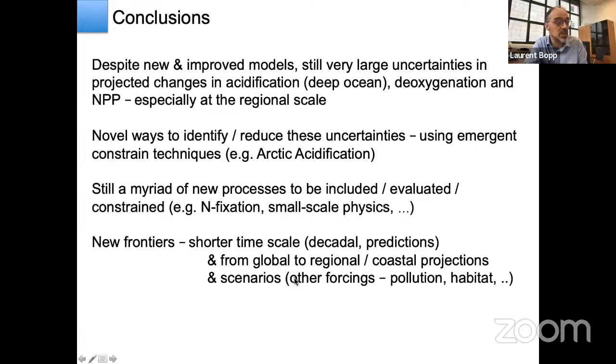And then the last bit, which I guess is also very important for projections at the regional scale, especially in the coastal domain, is that in addition to the climate forcing, increasing greenhouse gases, maybe changes in aerosol emissions, you have other forcings that need to be taken into consideration. Maybe pollution, maybe change in habitats, maybe fisheries, etc., that may have impacts on what you model in your system. Okay, Renaud, Christian, that's all for me. And I hope we have some time for questions if you have some.